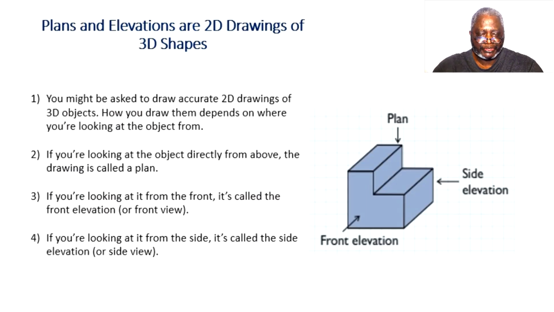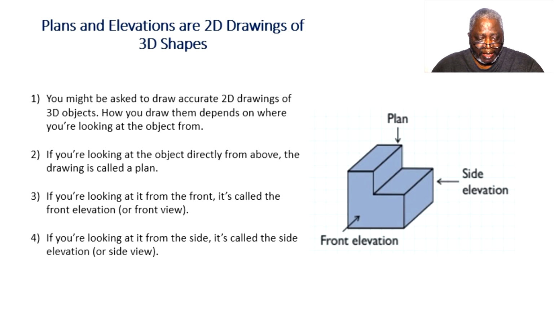Plans and elevations are 2D drawings of 3D shapes. You might be asked to draw accurate 2D drawings of 3D objects. How you draw them depends on where you looked at the object. You've got 3 views. If you look at the object directly from above, the drawing is called the plan because it's like a bird's eye view. You only see the 2-dimensional shape of the object.